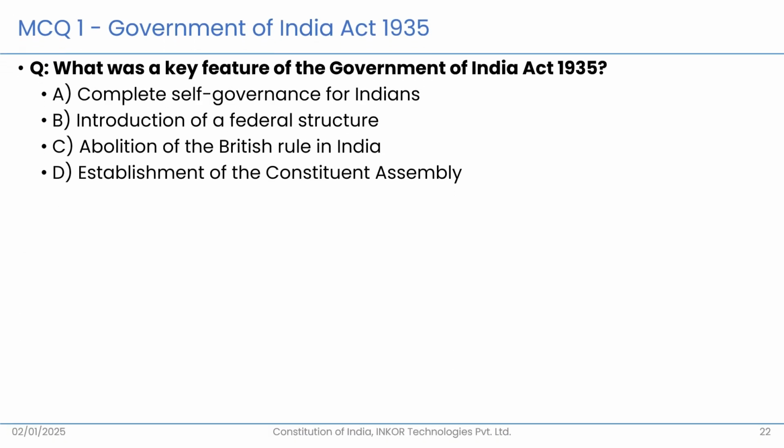Let's begin with a question. What was a key feature of the Government of India Act 1935? Your options are A. Complete self-governance for Indians. B. Introduction of a federal structure. C. Abolition of the British rule in India. D. Establishment of the Constituent Assembly. Take a moment and think.